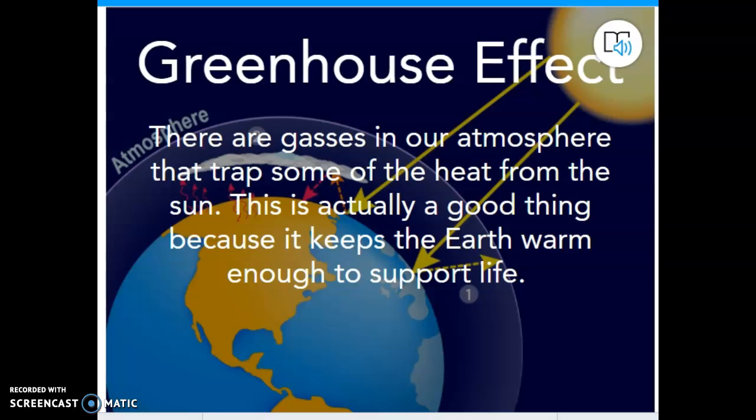Some of the gases in our atmosphere, which we will get to when we're talking about the layers of the atmosphere, trap some of the heat from the sun. This is a good thing. If it didn't trap the heat, we'd all freeze to death. And that keeps the earth at a good temperature to keep it warm enough to support all the life, plant life, animal life, and those types of things. So we need some of those gases in the air to trap that heat.